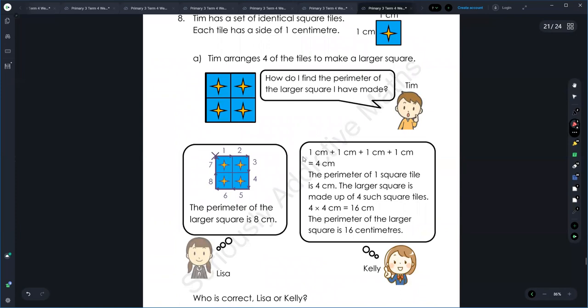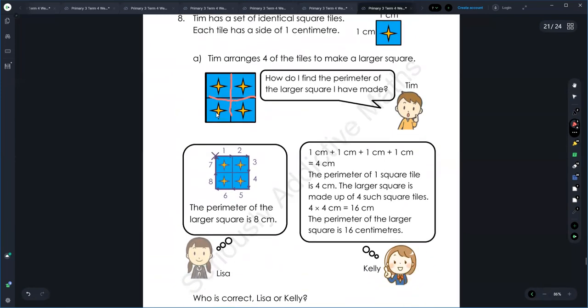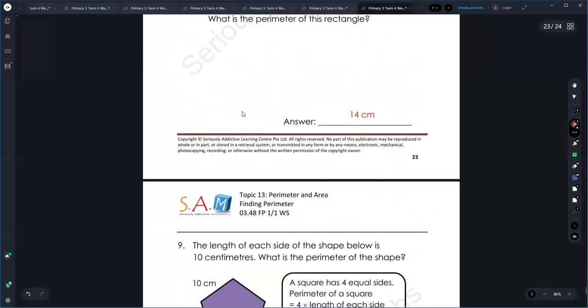Right, perimeter of the largest square. So here is important because the perimeter of the largest square does not include this, right? Does not include the red part. So it's only the ones outside. 1, 2, 3, 4, 5, 6, 7, 8. Right? They cannot count those in the middle. All right, so it's good for them to do this here.